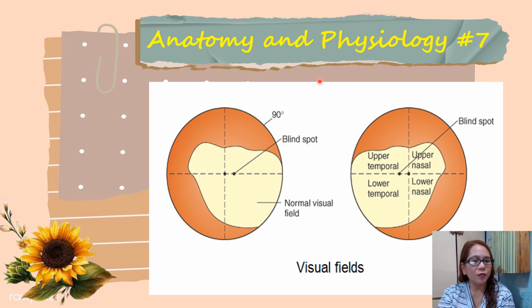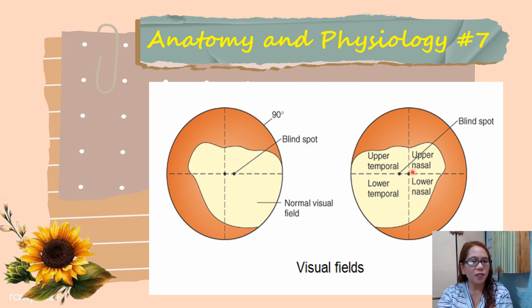Okay, so this image shows the visual fields. The visual field is the entire area seen by an eye when it looks at a central point. The center of the circle represents the focus of gaze. This picture shows the right eye and the left eye.